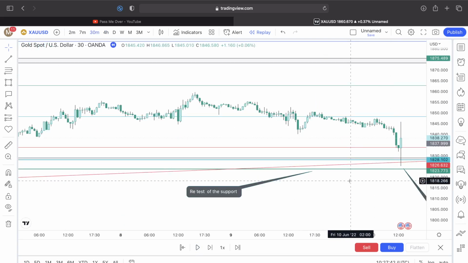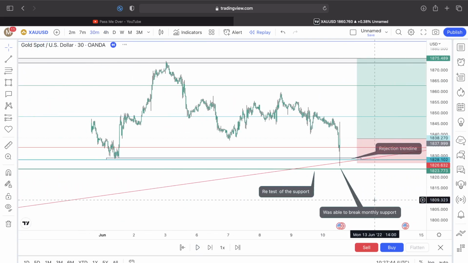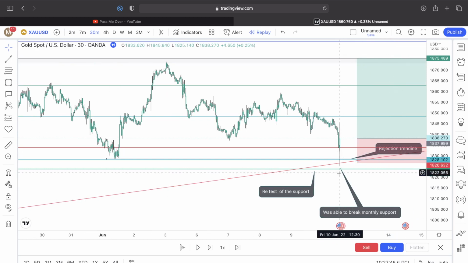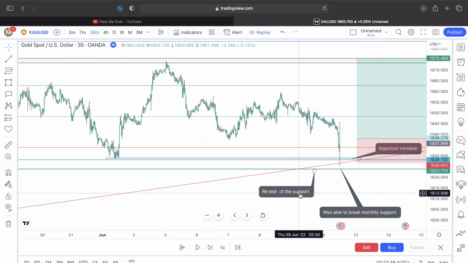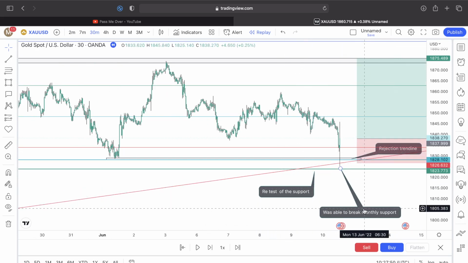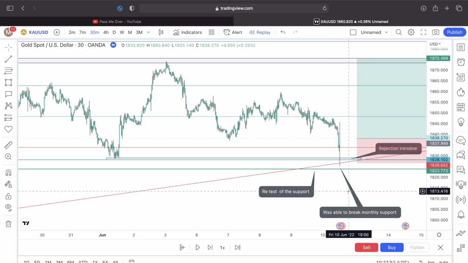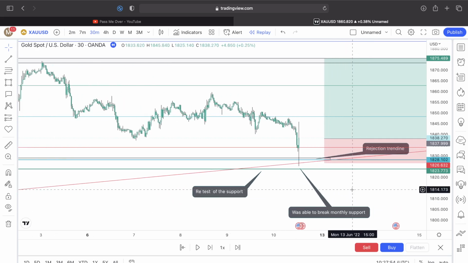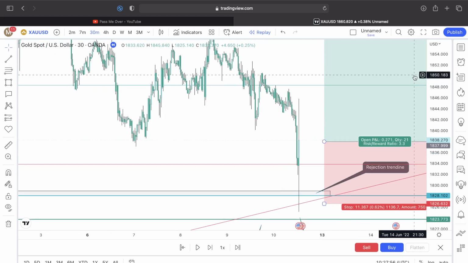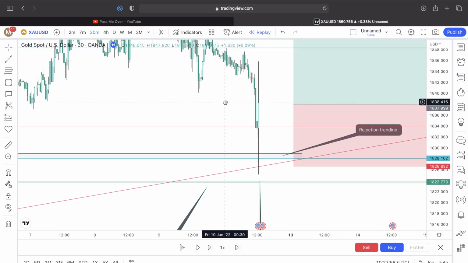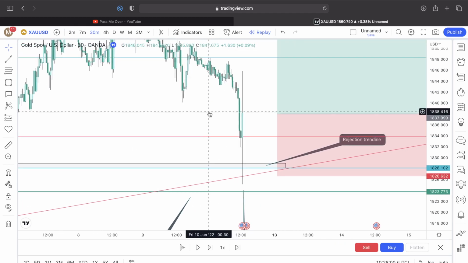So we have seen three confluences on the 4 hour. Okay, we have seen three confluences: rejection of the trend line, boom, retest of the support, boom, and it was not able to break the monthly low. Okay, then we have also a confluence here on this chart, which is the 30 minutes.